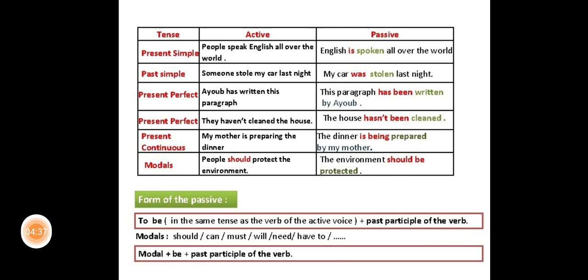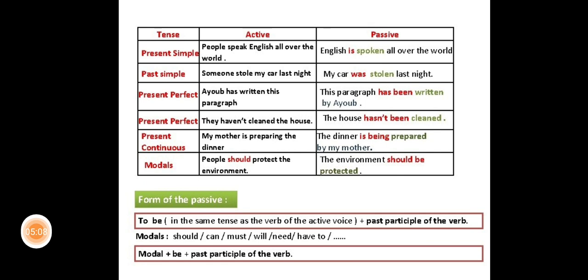This paragraph has been written by Ayub. Look at the kind of change we introduced. Sorry. Instead of the verb be, here we have the auxiliary have, because this is present perfect. Auxiliary has is singular and have is plural. This paragraph is a singular noun, then has been written. Okay.